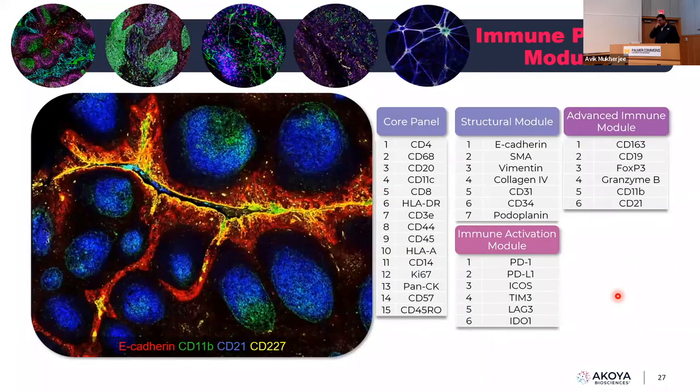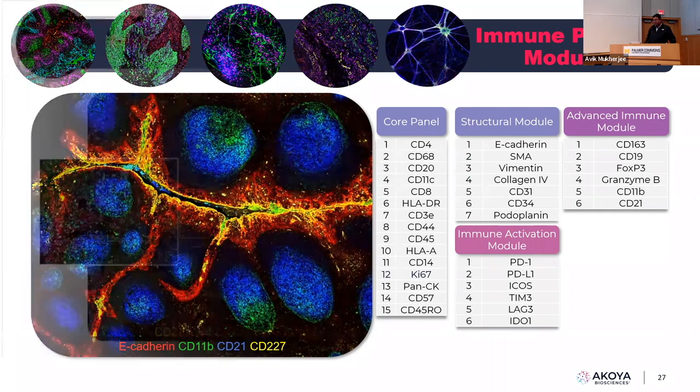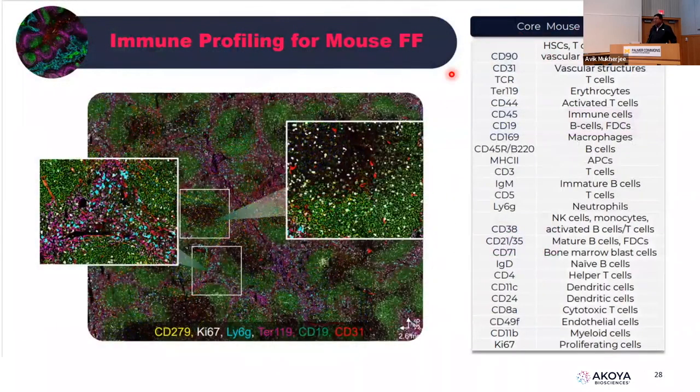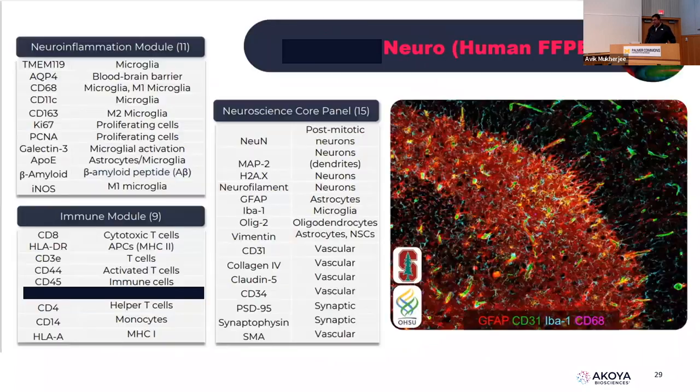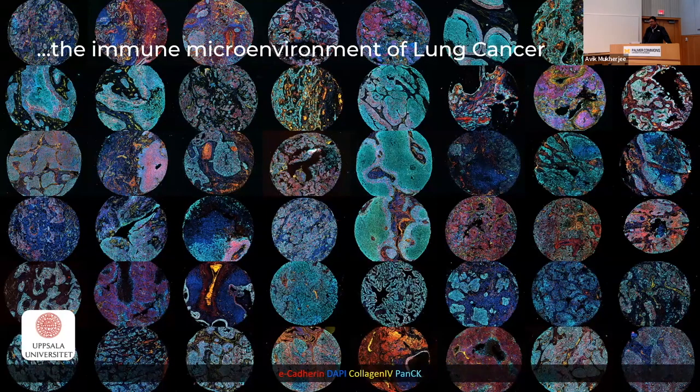This is just an example of looking at how the panels look, how you can divide the panels. This is an image of a human tonsil, but you can see all other panels that have been used to elucidate different tissue. This is an example of a mouse fresh frozen panel right here. We have a lot of neuro and human FFPE panels too. And not only can you do whole slide imaging, you can do TMAs. This slide shows, I think, 48 or 50 TMAs.